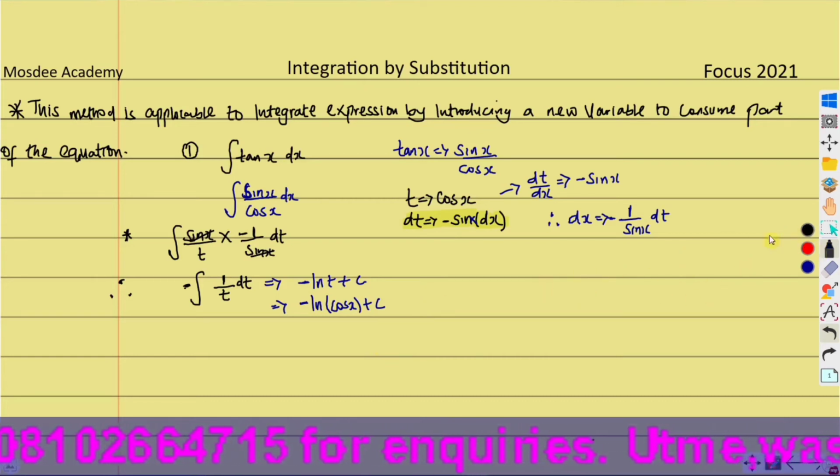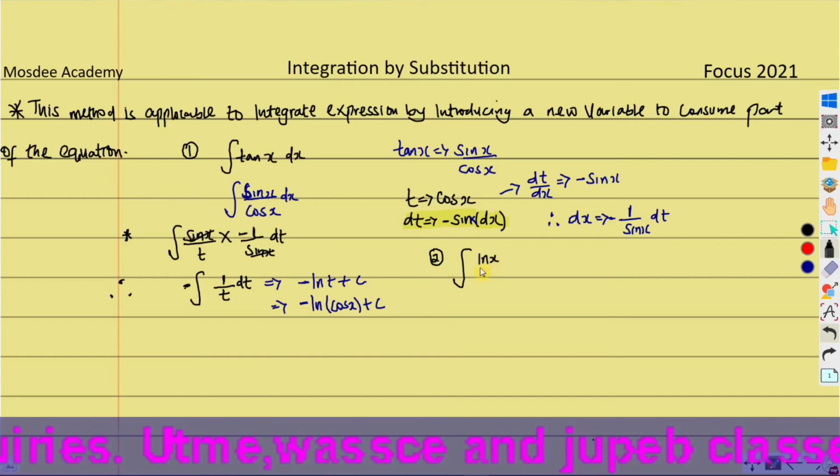We can quickly take another example. We have a lot of examples to do in this slide. Looking at example 2, let's take our integration of ln of x, natural log of x, divided by x dx. Just like what I have said, you can see I will look for what can consume this. And by bringing a variable, I love using t. So t is equal to, from here, ln of x.